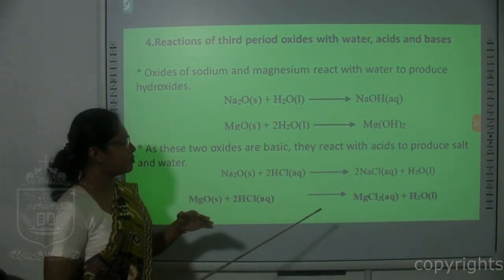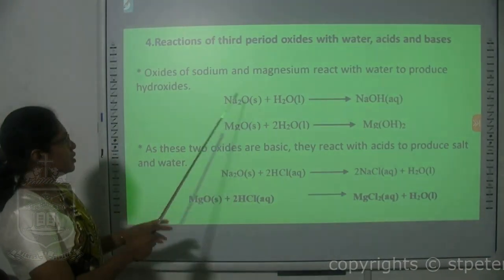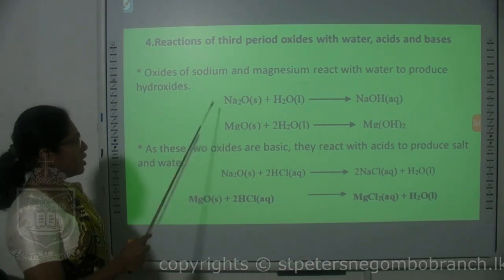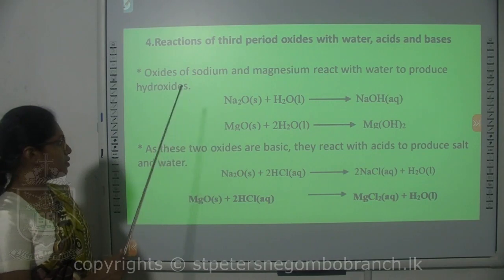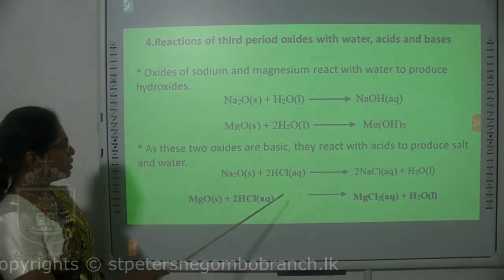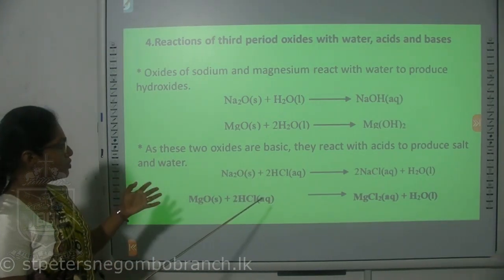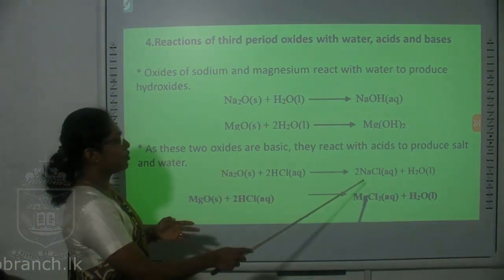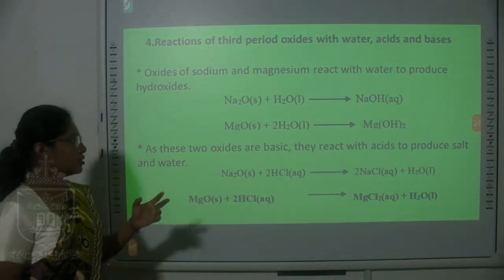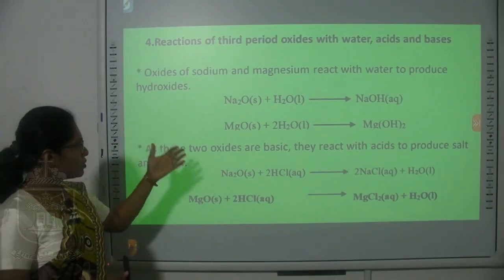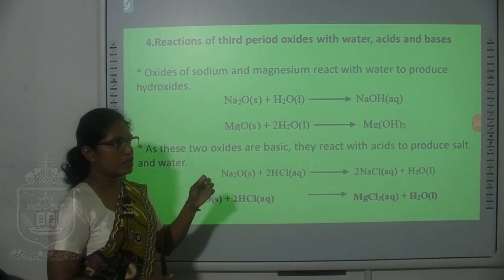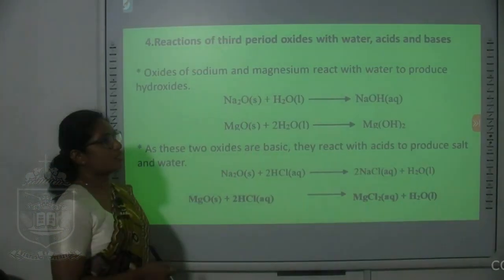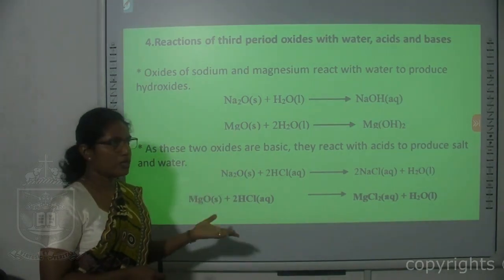So we can see, if we tell these oxides are basic, these oxides should react with acids. So we can prove that these oxides react with acid and form the salt. Normally we use these reactions to prove the nature of the oxides, whether it is acidic or basic.